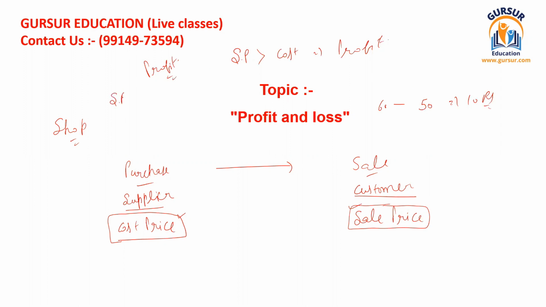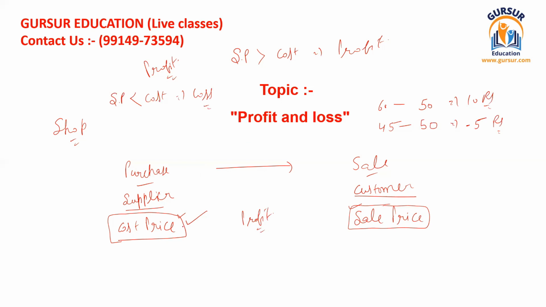And in case the sale price is lesser than the cost price, then obviously you shall be bearing a loss. That means you have purchased the article for 50 rupees, but you are selling it for 45 rupees only. That means you have a loss of 5 rupees. So all the topics and concepts regarding profit and loss revolve around what I have taught you right now. First of all, you purchase something, and whatever price you pay for purchasing it is known as the cost price. Then you make some kind of addition, and that addition is known as the profit percentage or profit addition.